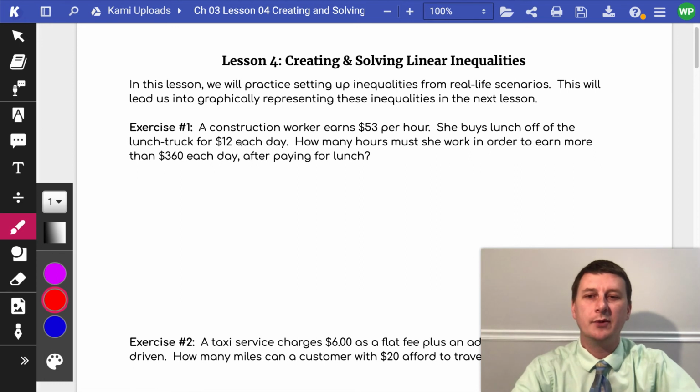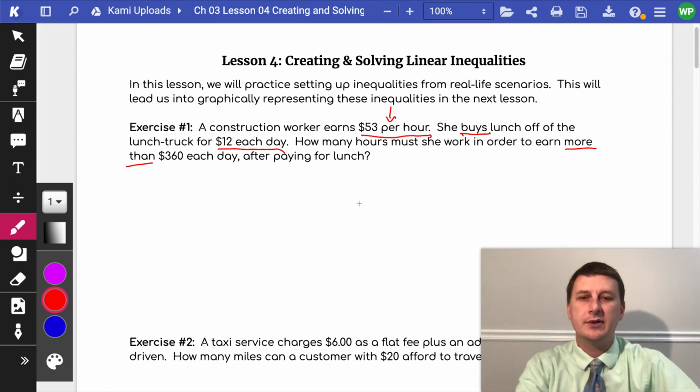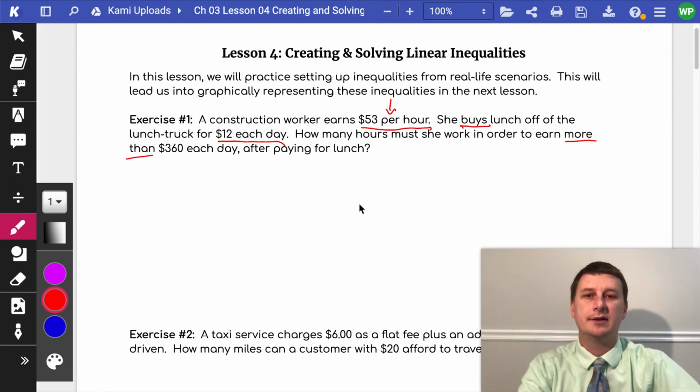So in exercise number 1, we have a construction worker earns $53 per hour. Key information right there, especially with this keyword of per. She buys lunch off of the lunch truck for $12 each day. Okay, she's buying for $12 each day. How many hours must she work in order to earn more than $360 each day after paying for lunch? Okay, so now this problem is all in relation to one day.